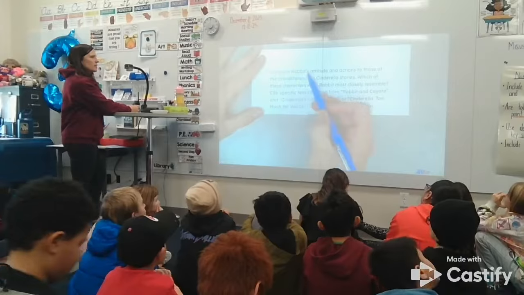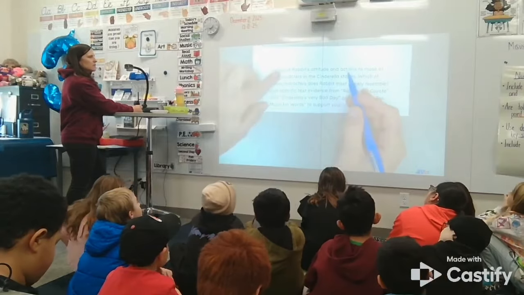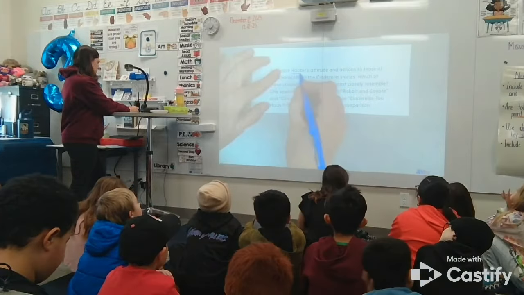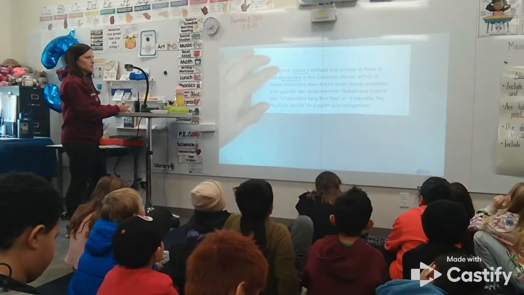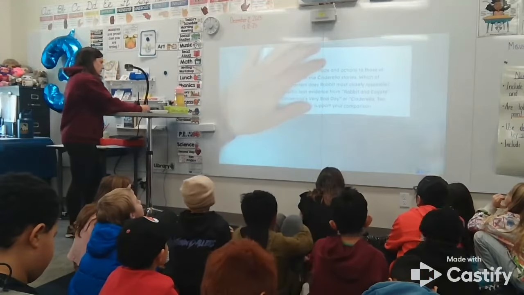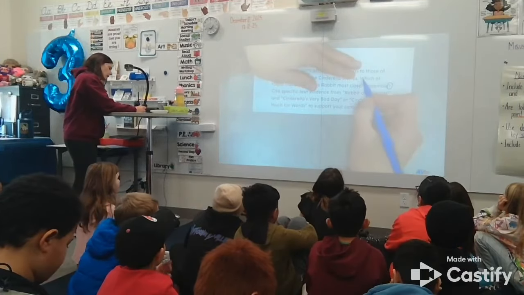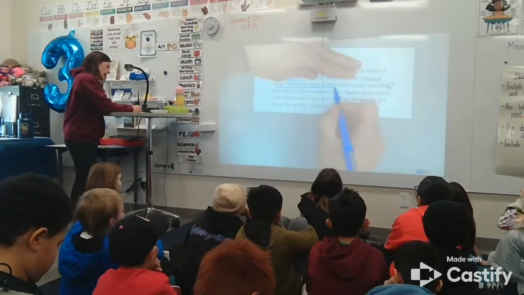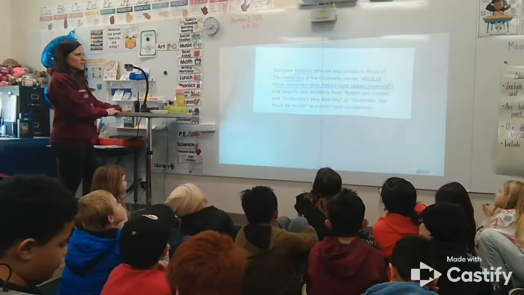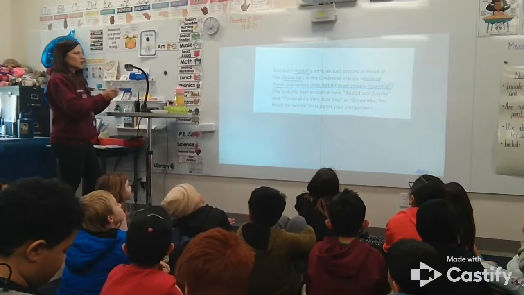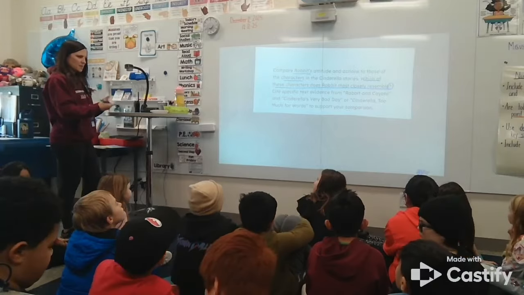So it says, compare Rabbit's attitude and actions to those of the characters in the Cinderella stories. That tells me that I'm paying attention to Rabbit and some other character in a Cinderella story. The big question, I notice there's a question mark here. So it's asking me to answer which of these characters does Rabbit most closely resemble. And I know the word resemble, that kind of means which character is Rabbit most like? To resemble something means to be like it.